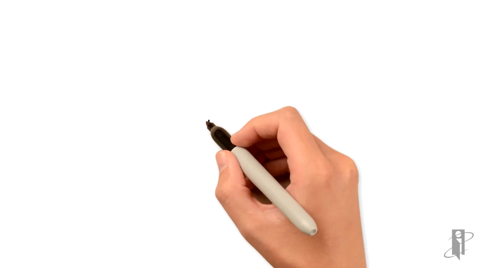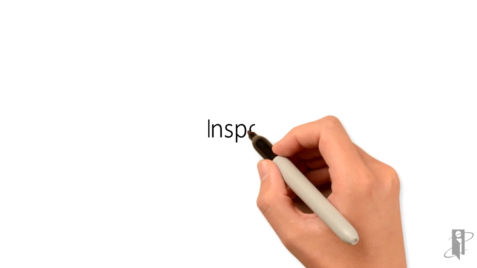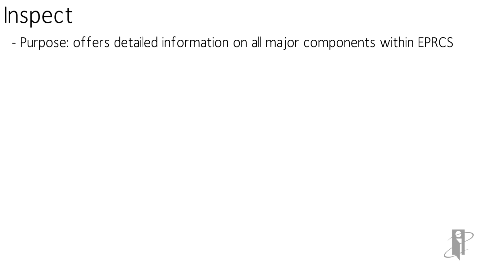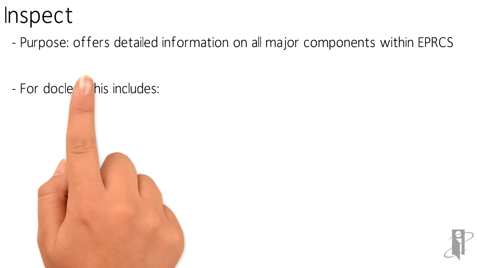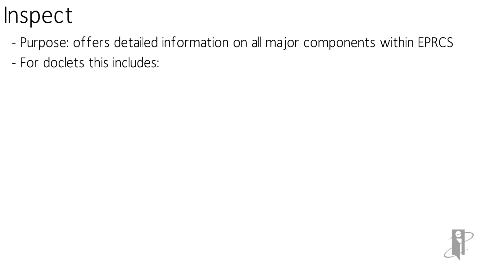Another great feature of EPRCS is the Inspect feature, which is often found through one of the action menus. The purpose of the Inspect action is to offer detailed information on all major components within EPRCS. You can look at it from a doclet, from a report package, from an application, and folders and other components of EPRCS.